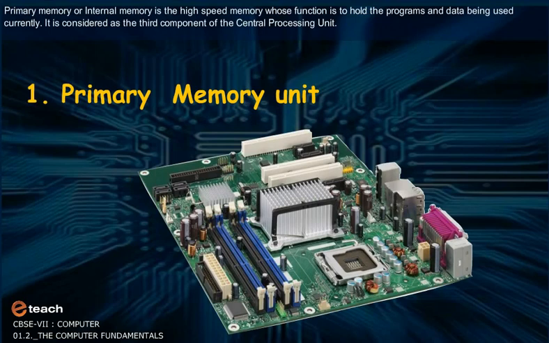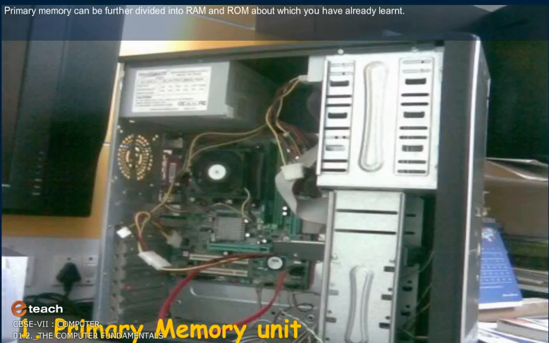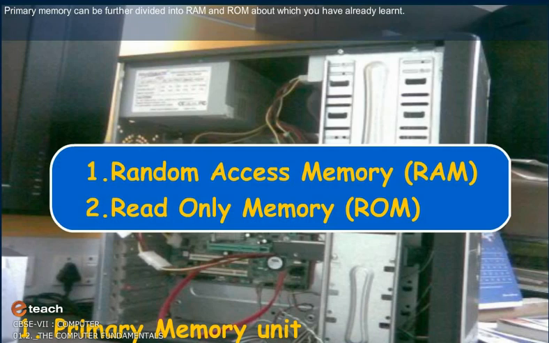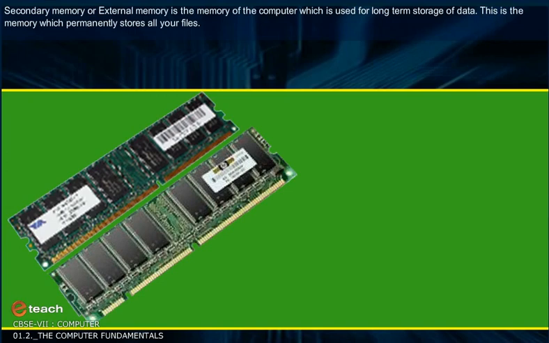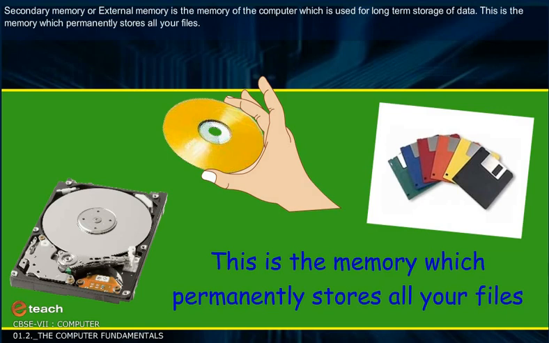Primary memory or internal memory is the high-speed memory whose function is to hold the programs and data being used currently. It is considered as the third component of the central processing unit. Primary memory can be further divided into RAM and ROM, about which you have already learned. Secondary memory or external memory is the memory of the computer which is used for long-term storage of data. This is the memory which permanently stores all your files.